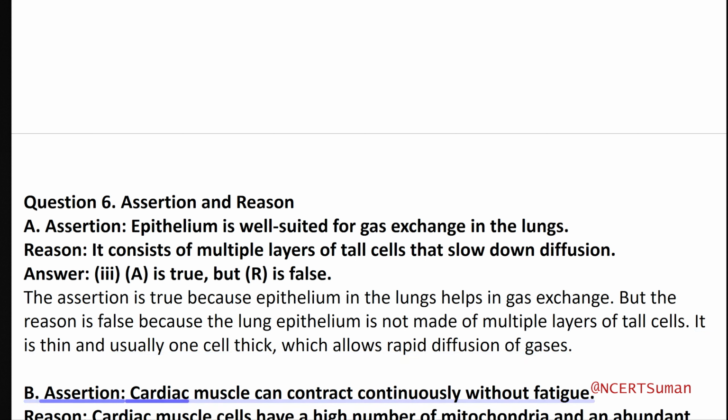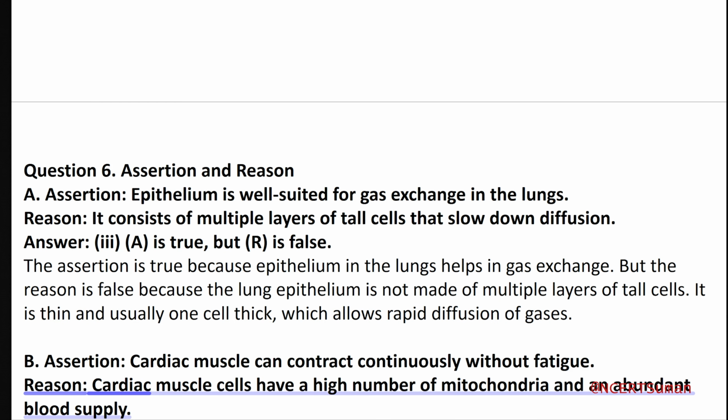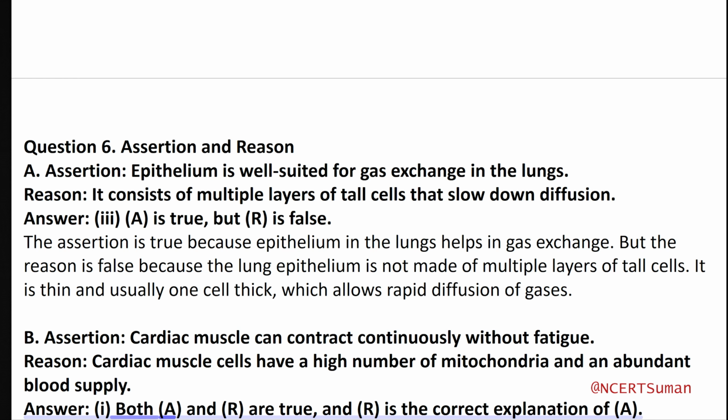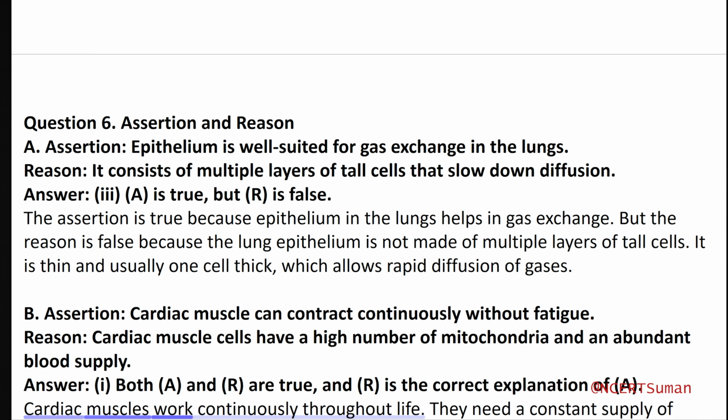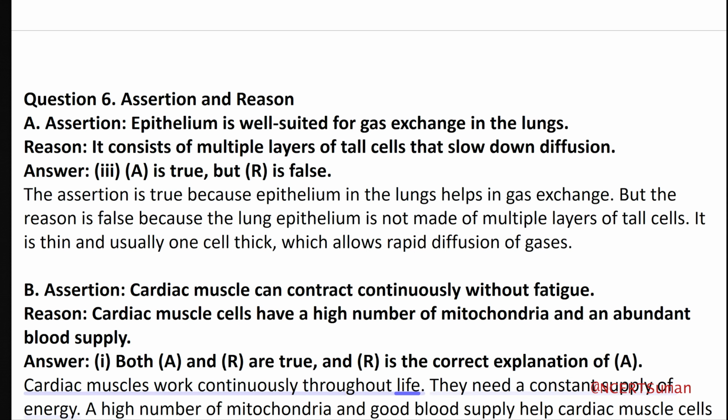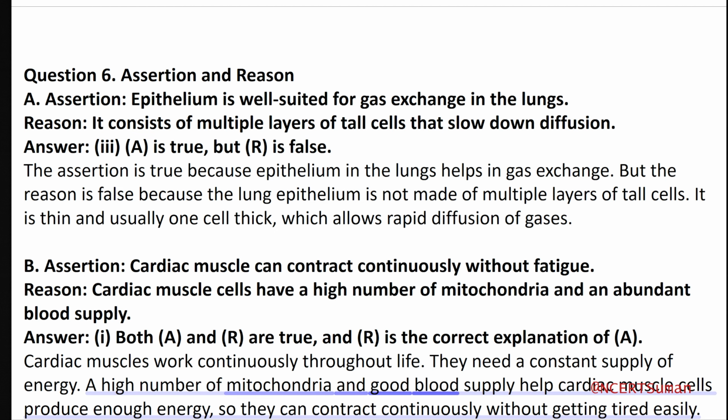B. Assertion: cardiac muscle can contract continuously without fatigue. Reason: cardiac muscle cells have a high number of mitochondria and an abundant blood supply. Answer: 1. Both A and R are true, and R is the correct explanation of A. Cardiac muscles work continuously throughout life. They need a constant supply of energy. A high number of mitochondria and good blood supply help cardiac muscle cells produce enough energy, so they can contract continuously without getting tired easily.